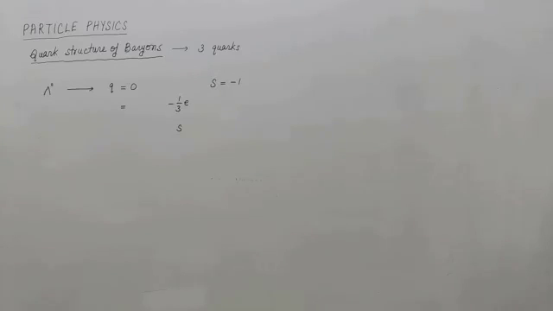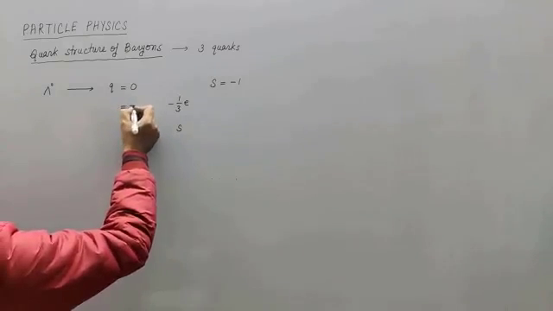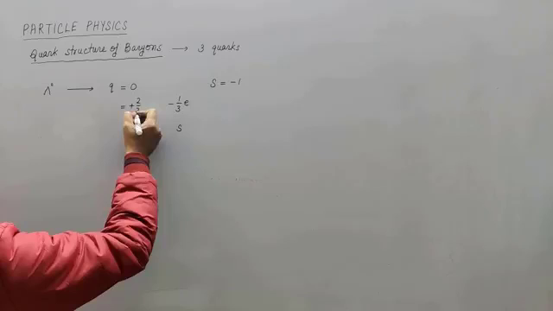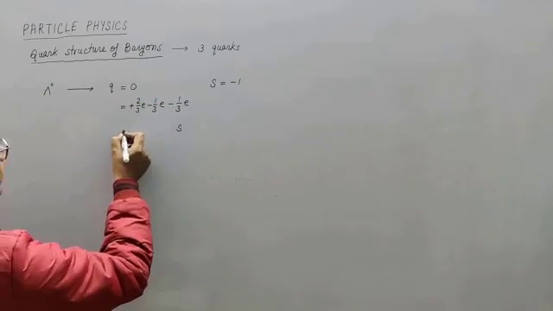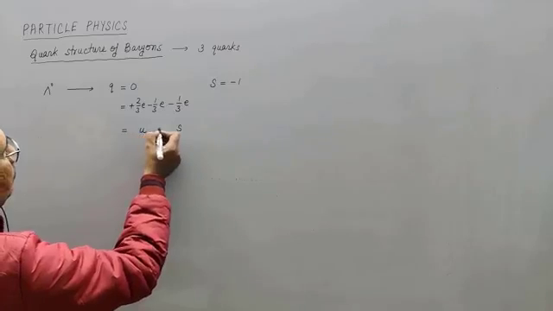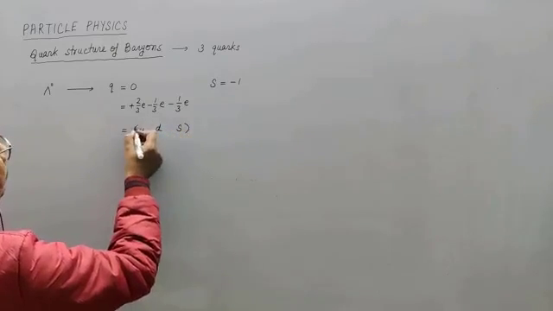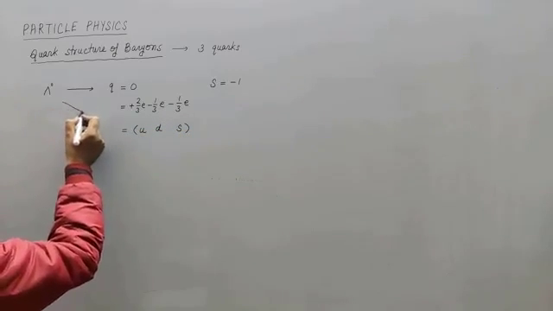The other 2 quarks will be U or D. They can be U and D. How can you create this 0 charge? This will be plus 2 by 3e minus 1 by 3e. So we will have this option. This will be UDS. So this UDS will be the internal structure.